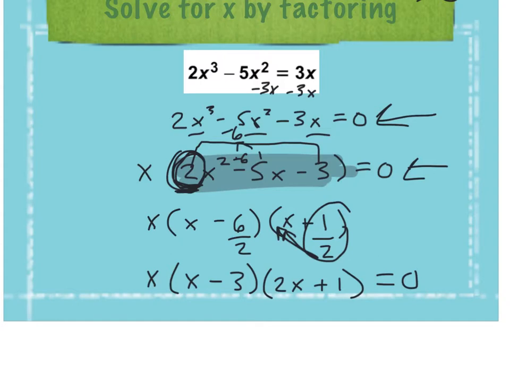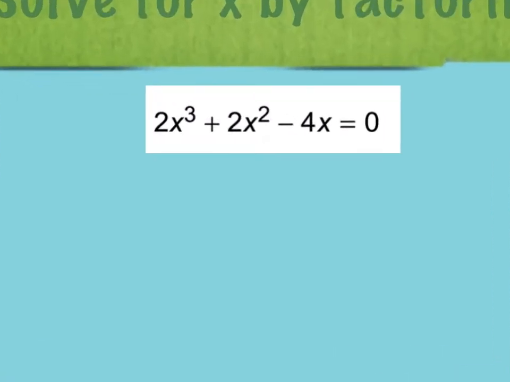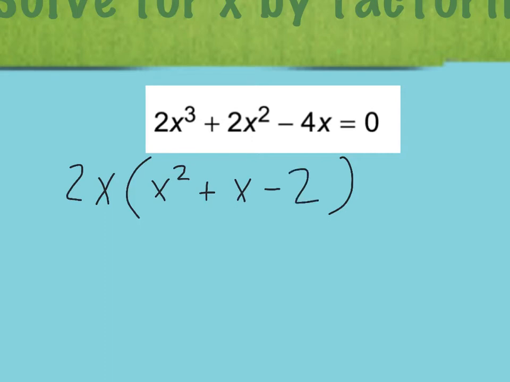Okay, let's do another example. So we have 2x cubed plus 2x squared minus 4x. What do we do first here? We can take out an x. Is there anything else we can take out? Any numbers that all three of these have in common? 2. So what do we have left over when we take out a 2x? x squared plus x minus 2. We have 2 left over.